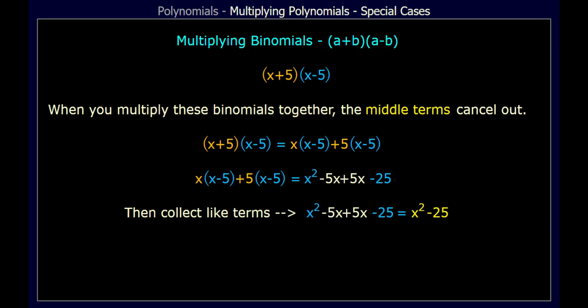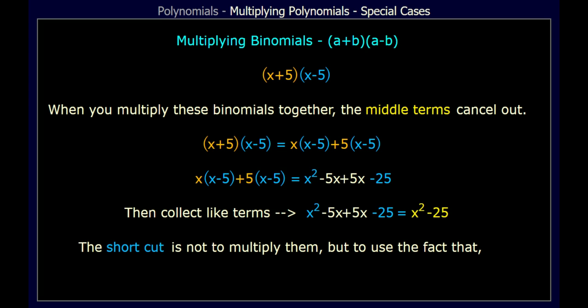Well, you can kind of do that in your head. Okay, so the shortcut is not to multiply them, but to use the fact that a plus b times a minus b is a squared minus b squared. So I could have just looked here and said, oh, this is a plus b times a minus b, so I don't have to FOIL that out. I just got to square the first term, which is x. And I got to square the last term, which was 5. 5 times 5 is 25, and make sure that it's a minus here, because a plus times a minus is a negative.